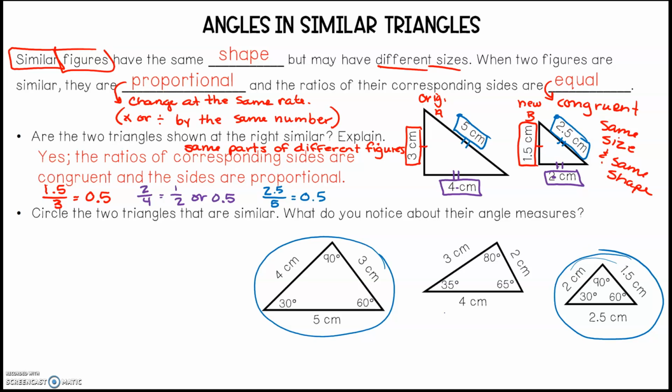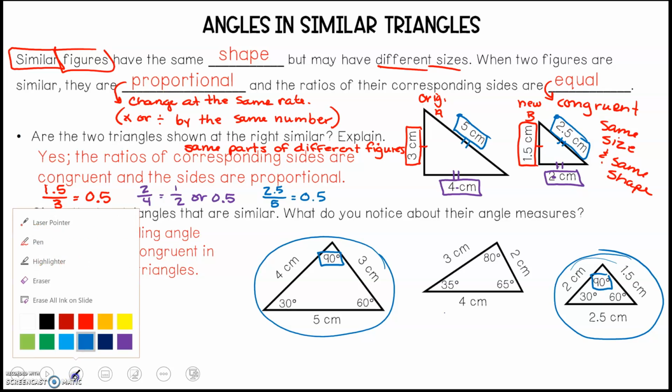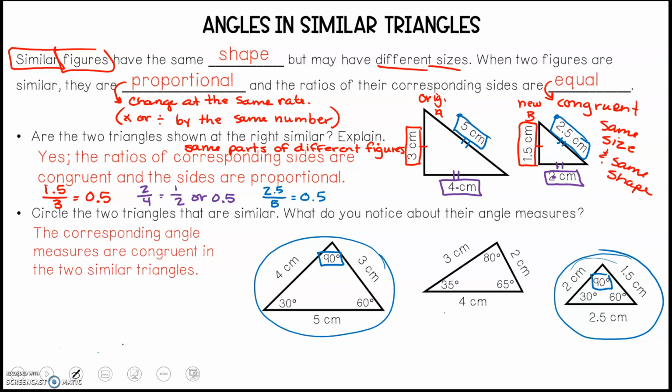Okay, and what we notice about their angle measures is that their corresponding angle measures are congruent. So this 90 goes with that 90. It's the same. And then we could also say that this 30 goes with this 30. Same parts of different figures, and they have the same measure. Same with the third set. The 60 degree, same parts, the angle on the right side of the triangle, and they both have the same measure.